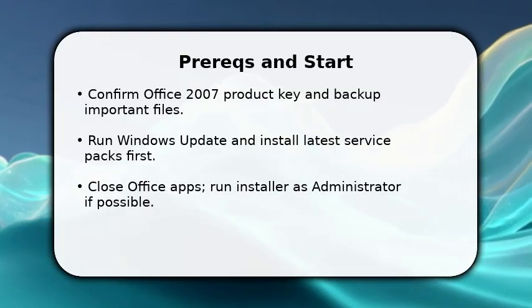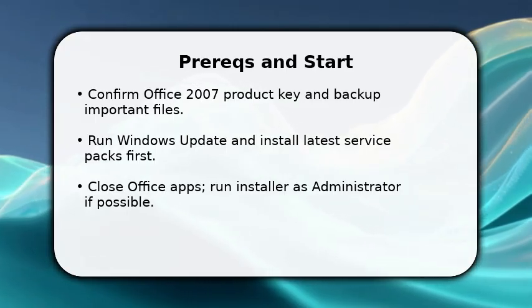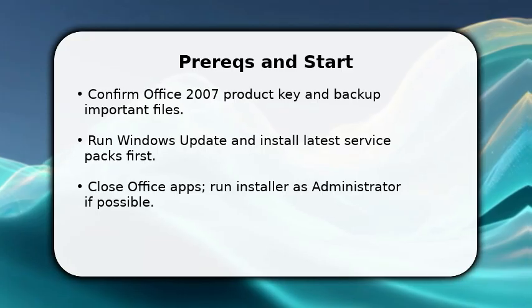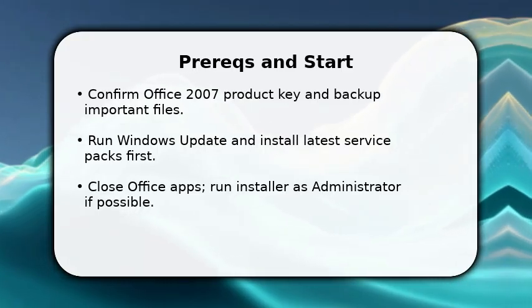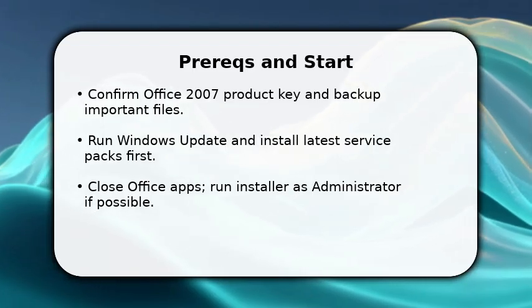You begin by confirming prerequisites. Make sure you have your Office 2007 product key and a backup of important documents. Once done, check Windows Update and install any pending service packs because Office updates often rely on system components.